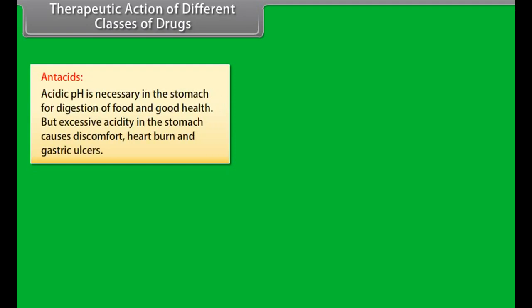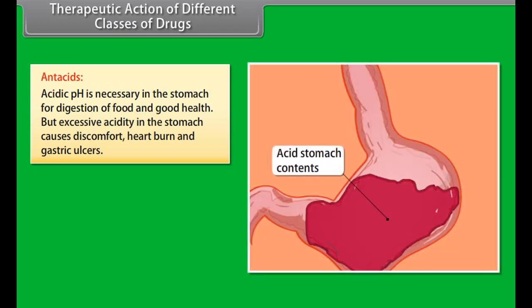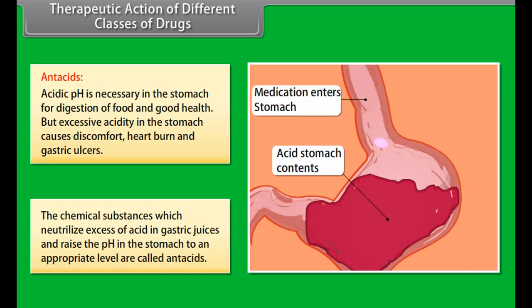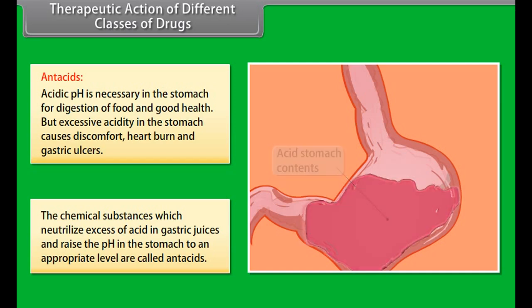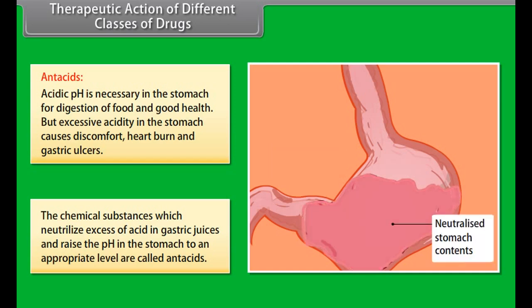Therapeutic action of different classes of drugs. Now we'll discuss the therapeutic action of a few important classes of drugs. Antacids. Acidic pH is necessary in the stomach for digestion of food and good health. But excessive acidity in the stomach causes discomfort, heartburn, and gastric ulcers. The chemical substances which neutralize excess acid in gastric juices and raise the pH in the stomach to an appropriate level are called antacids.